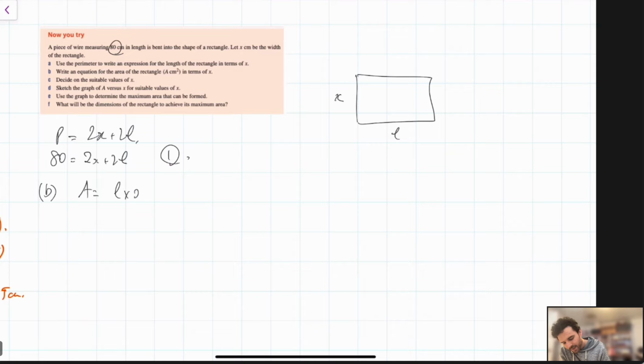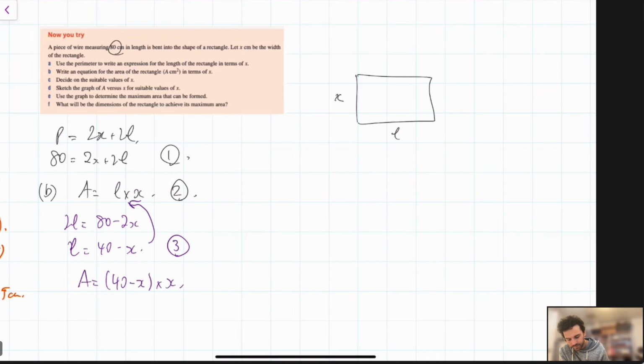So length times x. And now we want to sub in and get rid of that L. We know how to do that already from the previous example. So 2L is equal to 80 minus 2x, and then L is equal to 40 minus x. And we're going to sub that in, equation 3 into equation 2. So area is equal to (40 minus x) times x.